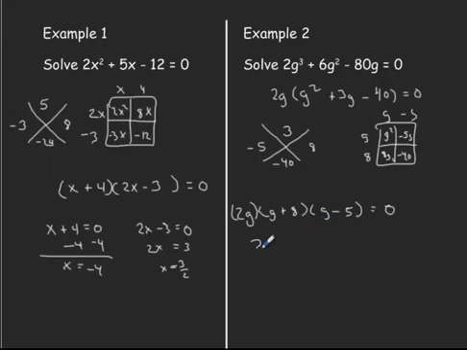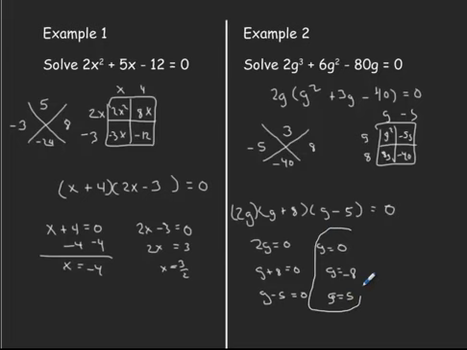So you're going to go to 2g equals 0, divide by 2, and you get g equals 0. G plus 8 equals 0. You're going to subtract 8 from both sides and get g equals negative 8. Set g minus 5 equal to 0, and you get g equals 5. So 3 answers: 0, negative 8, and 5.